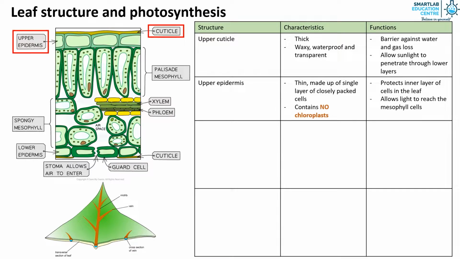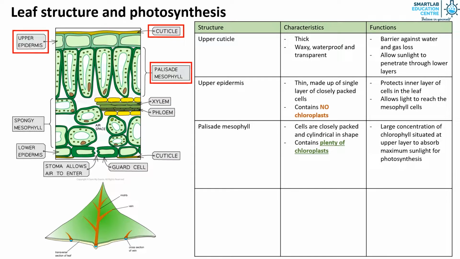The palisade mesophyll is made up of cells that are closely packed and cylindrical in shape. These cells contain plenty of chloroplasts. The large concentration of chlorophyll situated at the upper layer helps to absorb maximum sunlight for photosynthesis. The close packing helps keep as few cell walls as possible between sunlight and chloroplast.